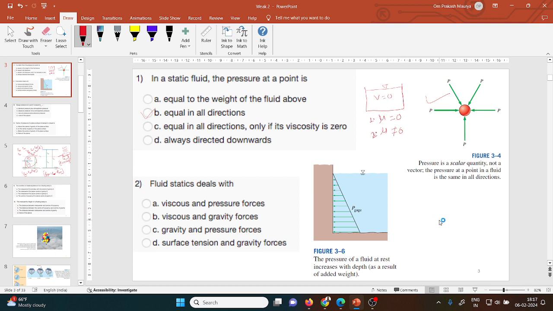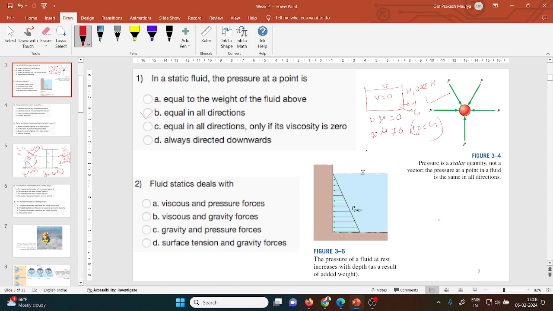So actually, what is viscosity? Viscosity is a property of a fluid basically. Let us suppose here water, that is H2O. If I put here honey or glycerin, the viscosity of water is less than the honey, or the viscosity of water is less than the glycerin. So actually viscosity is not zero.